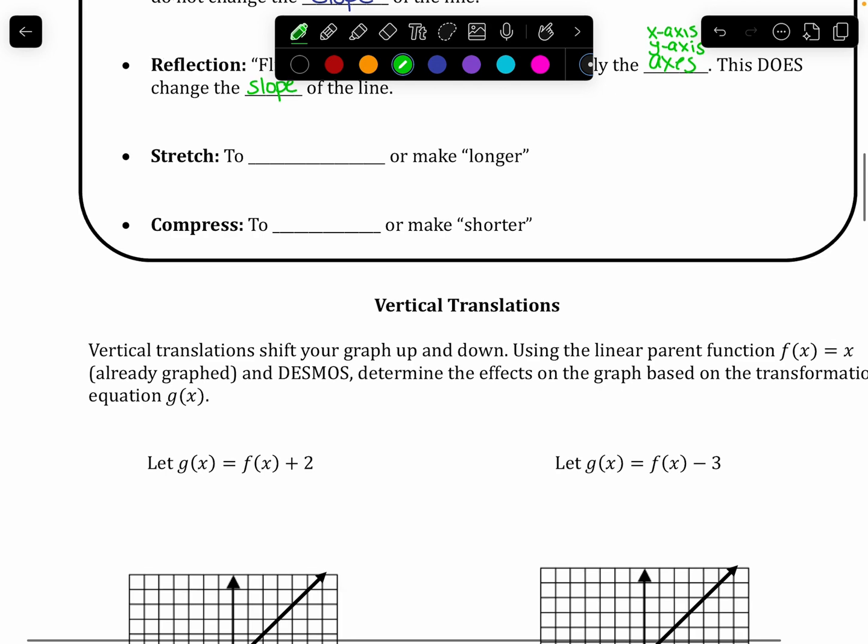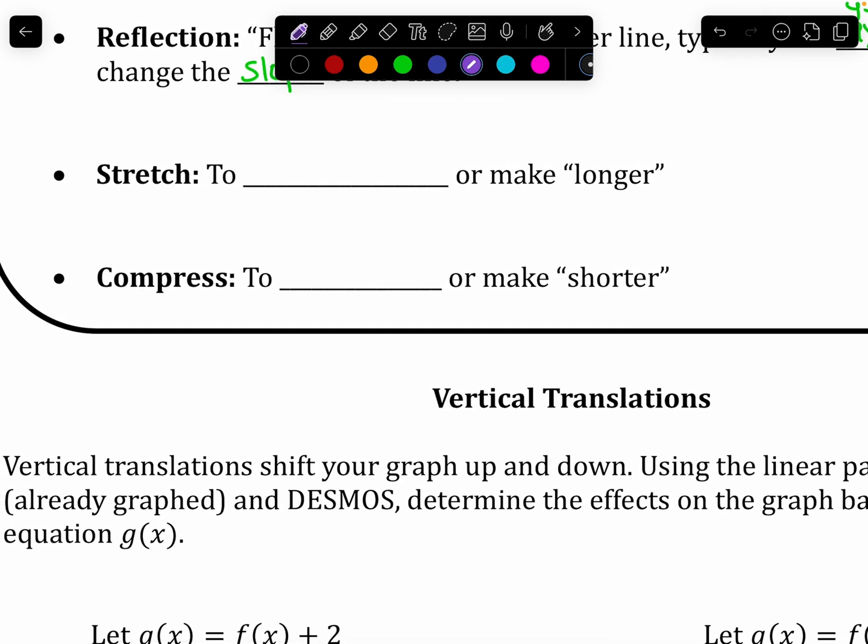And then we can have a stretch or a compression. A stretch is to extend or make longer. And then a compression is to shrink or make shorter. There are two different types of stretch and compressions we can have. We can have vertical stretch and compressions, and we can have horizontal stretch and compressions. They're going to look a little bit different from each other, and how we determine whether we have a vertical or a horizontal stretch or compression will be different.